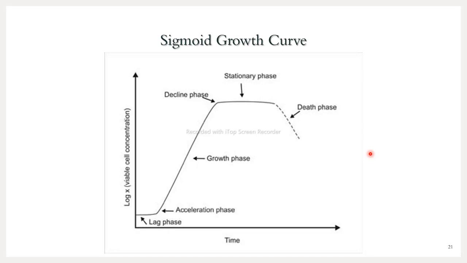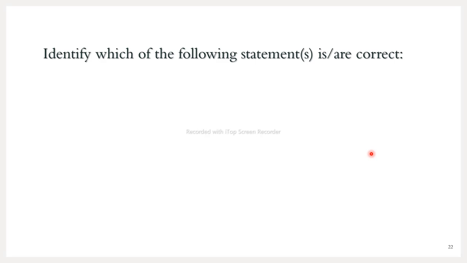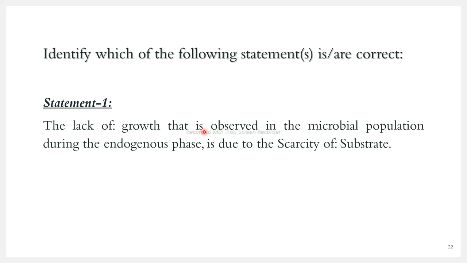So let's move on to our next question. You have to identify which of the following statements is or are correct. Statement one is: the lack of growth that is observed in the microbial population during the endogenous phase is due to the scarcity of substrate. I hope you will be able to answer whether this statement is correct or not, because we just saw the curve of that.